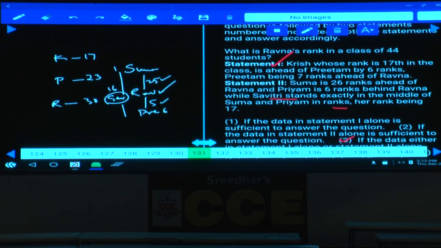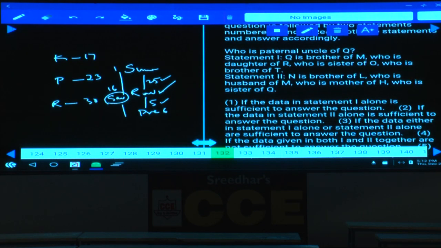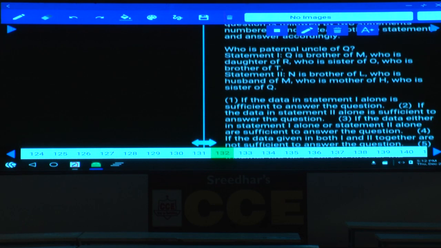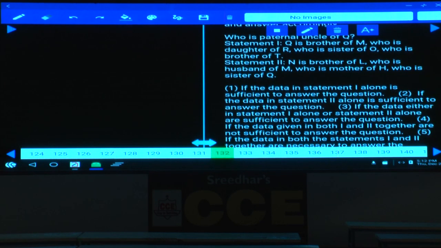Now in data sufficiency, it is not necessary for you to identify the answer. We only need to find out whether we can determine a unique answer with the given information or not. Then coming to question number 132, who is the paternal uncle of Q? Paternal uncle means father's brother. Who is the father's brother of Q?